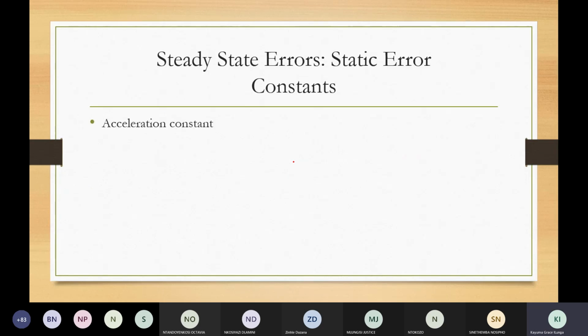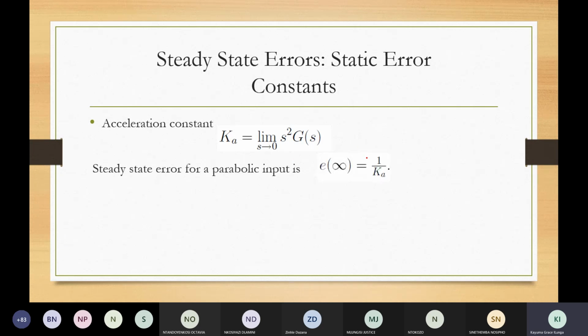Then let's move to the acceleration constant. When we have the acceleration constant, the steady-state error is going to be 1 over Ka. So we can define whether we are in the position, velocity, or acceleration case just by knowing the number of integrators. If the number of integrators is equal to 0, there is no integration, so we are in the case of Kp. When it is equal to 1, we are in the case of Kv. When it is equal to 2, we are in the case of Ka.